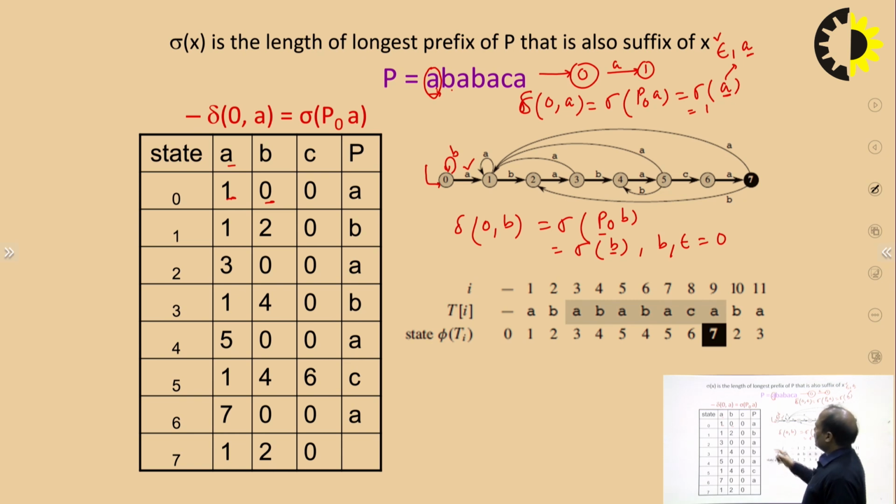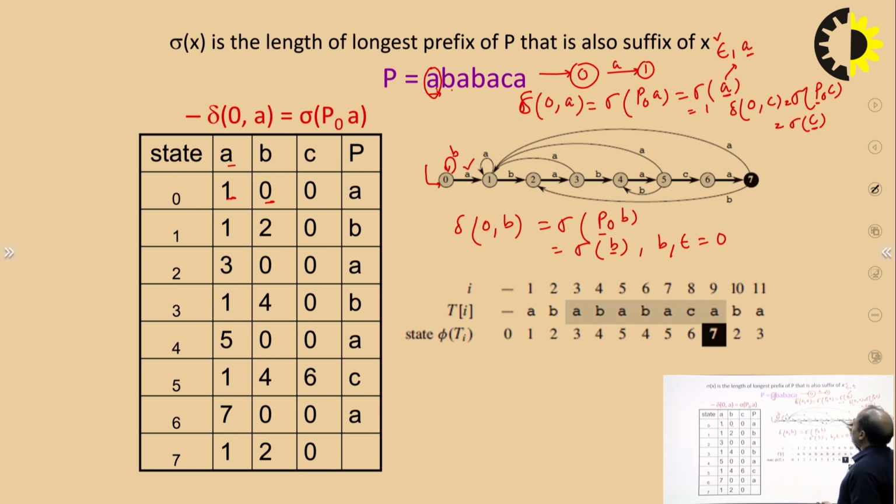We don't want to see this transition. Same thing, if you look at delta, P0 means 0 and then C. Same thing, sigma P0C. Clear? And P0 is epsilon, so this is C. C is of course not part of the prefix, so its value is going to be 0. Clear? So we are done with this transition. Now we are at 1.